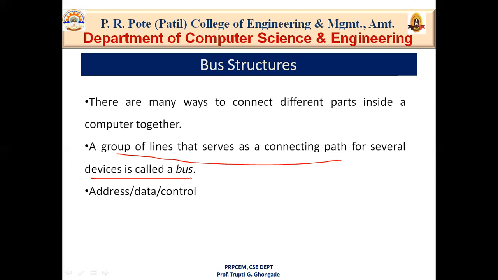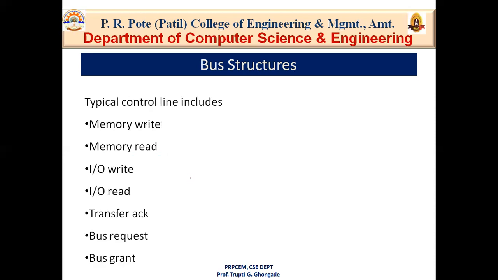Okay, now the typical control lines. The typical control bus includes memory write, memory read, IO write, IO read, transfer acknowledgement, bus request, and bus grant signals. So first of all, what is memory write? Data is written to the addressed memory location. That is the memory write control signal, which is generated by the control unit. It means that data is to be written to the addressed memory location.